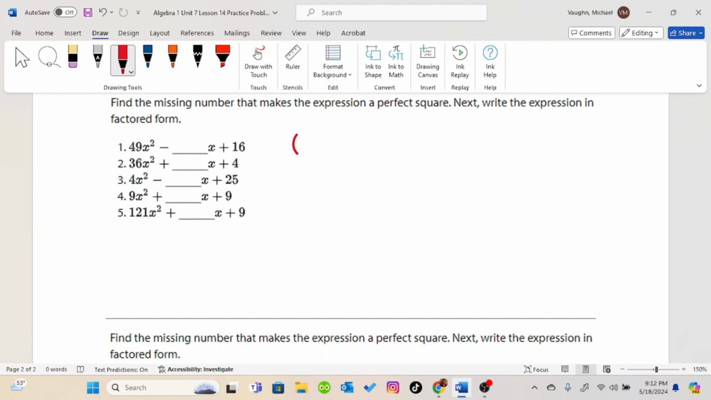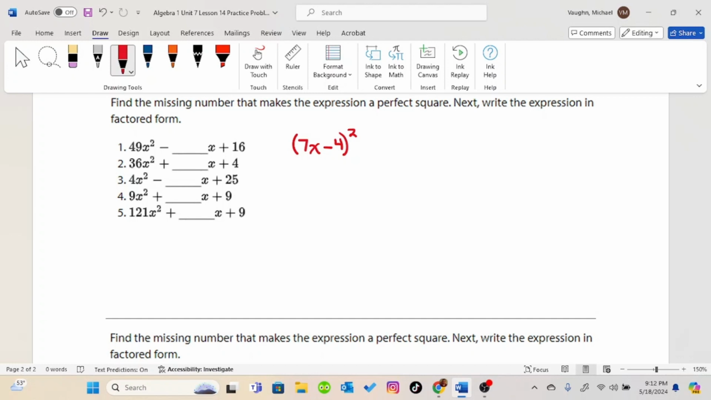Well, the square root of 49 is 7, and the square root of x squared is x. Then I need to look at the c term, and the square root of 16 is either positive 4 or negative 4. The first symbol being a minus sign tells us we want negative 4. So the factored form is 7x minus 4 squared.